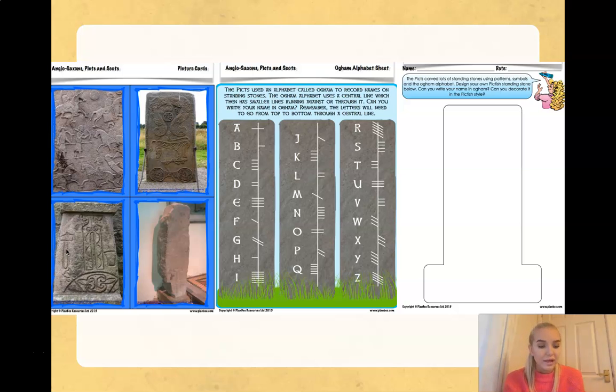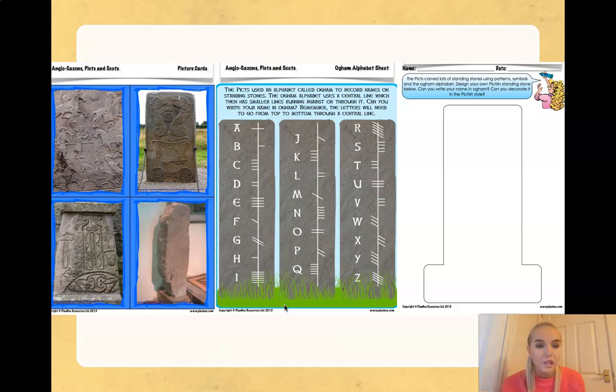Now, we said earlier that the Picts and the Scots have different ways of doing things. They both have different ways of being arty and expressing that art. The way that the Picts did their art was that they had lots of standing stones, and this is what they are here. They created lots of standing stones, and in these standing stones there were patterns, symbols, and even their own alphabet. The alphabet that they used is this middle picture here, the Ogham. So this alphabet is what they used to write.